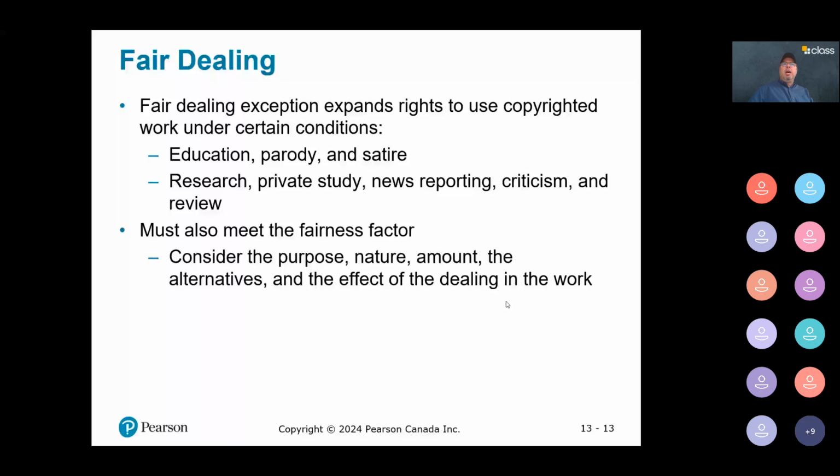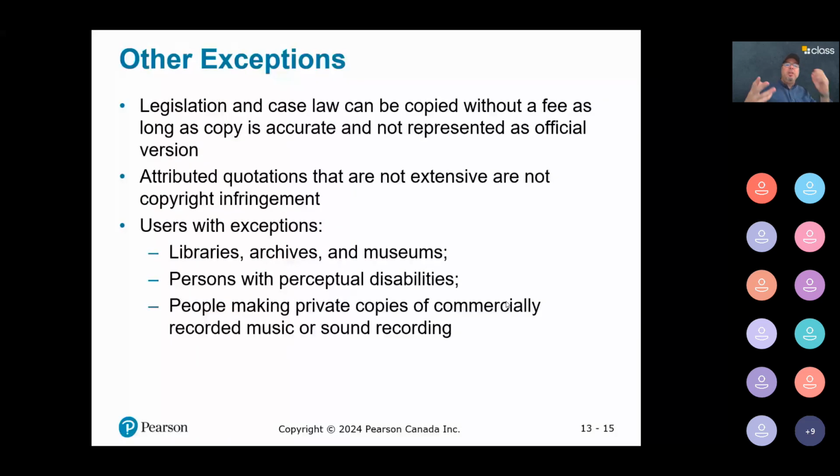Now, other exceptions would be when you copy legislation, when you copy case law. So any information that you copy, if you want to copy exactly what the author wrote, you will have quotations. So just put it in quotations. Usually you change the formatting of the text.